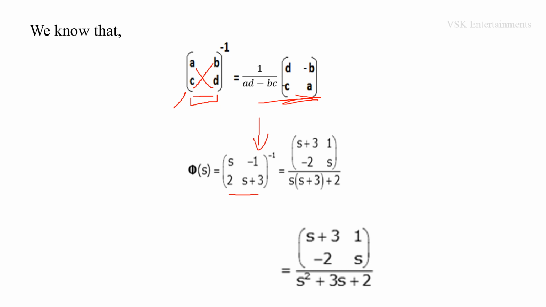We are going to invert this matrix, that is, interchanging these two elements and complementing these two elements, and multiplying by 1 by AD minus BC. That is, we get this matrix, 1 by AD, that is s into s plus 3, minus into minus gets plus, that is plus 2, and by interchanging and complementing we get this matrix, and this is the final result for the resultant matrix pi of s. By applying the inverse Laplace transform of this pi of s, we are going to get the state transition matrix.